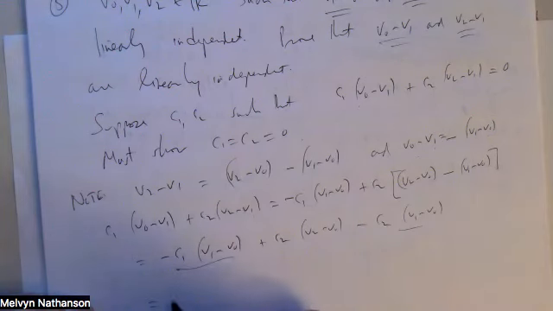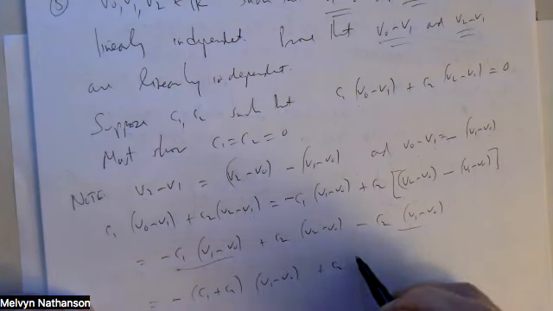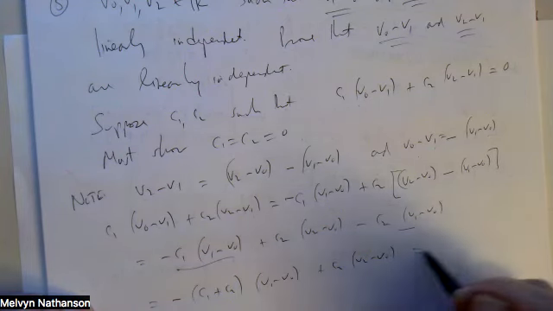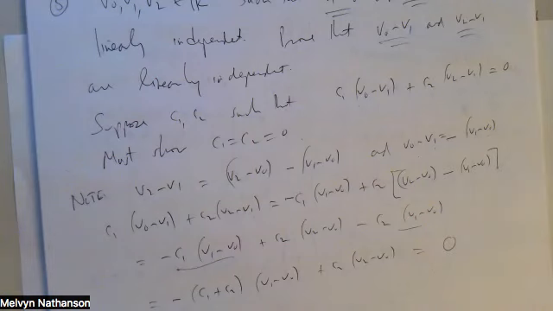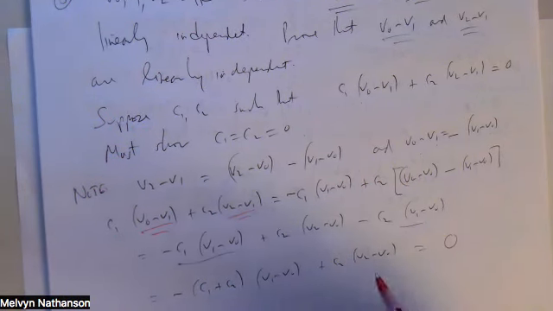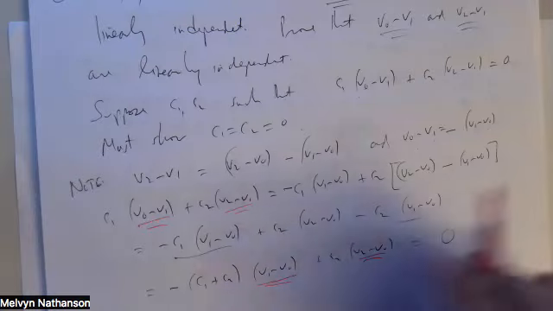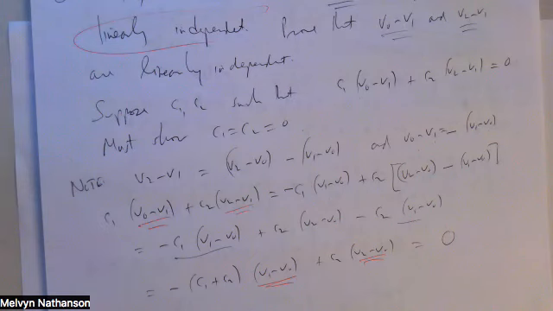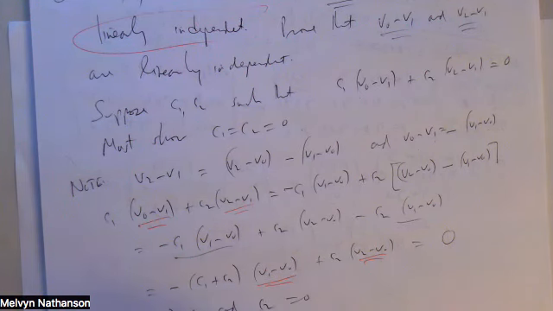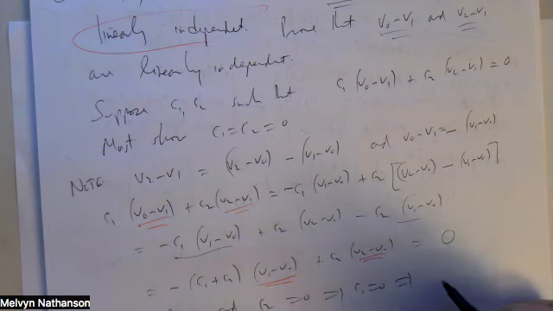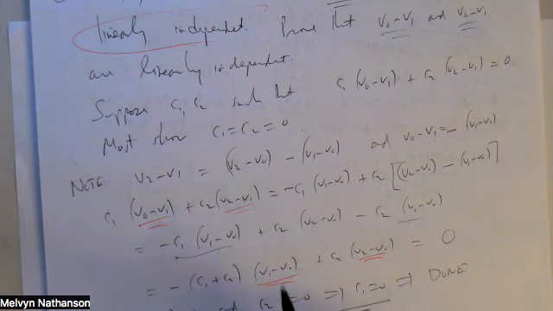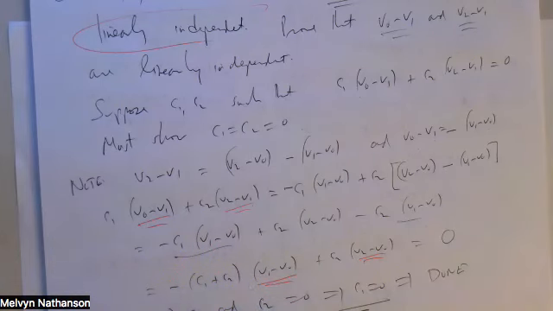If I collect these two terms, I have minus (C1 plus C2) times (V1 minus V0), plus C2 (V2 minus V0). And we're told this is the zero vector. So this linear combination of V0 minus V1 and V2 minus V1 can be rewritten as a linear combination of V1 minus V0 and V2 minus V0. But we were told that those two vectors are linearly independent. So the coefficients must be zero: minus (C1 plus C2) equals zero, and C2 equals zero. But if C2 is zero and C1 plus C2 is zero, that means C1 equals zero. So we're done. The only linear combination of these two new vectors that gives zero is the zero linear combination.